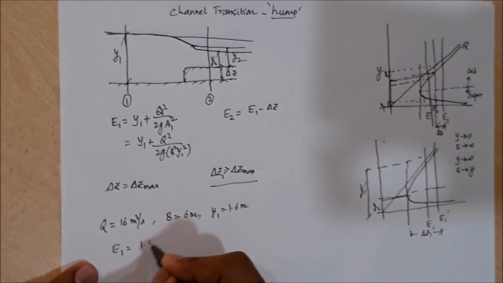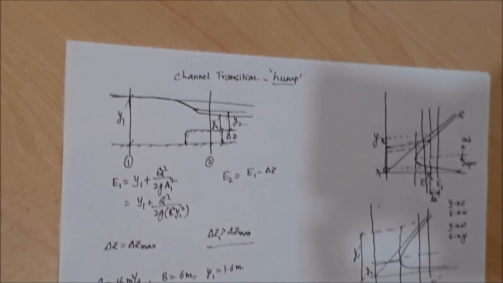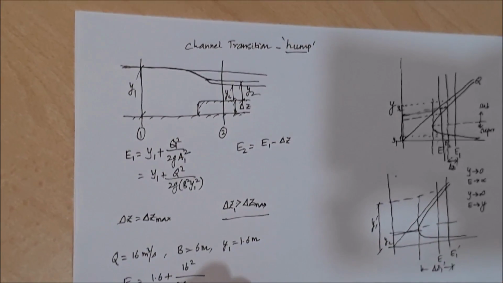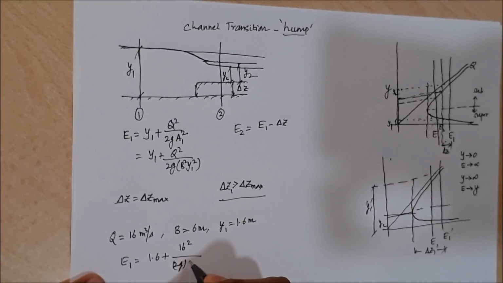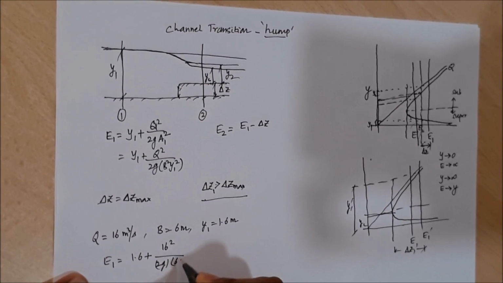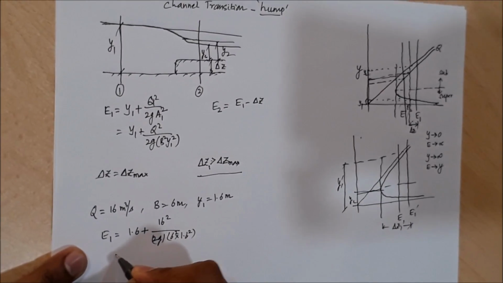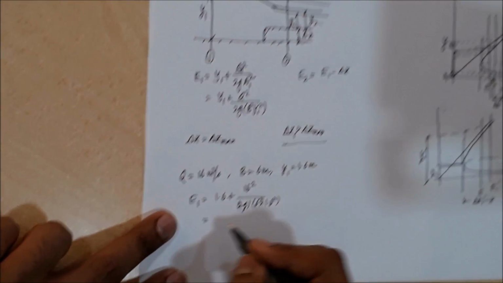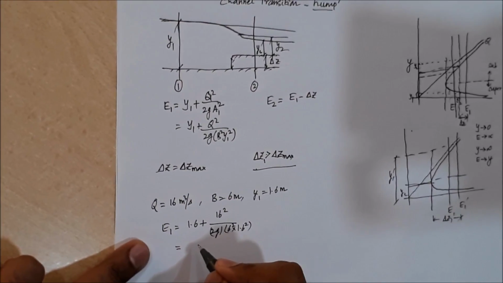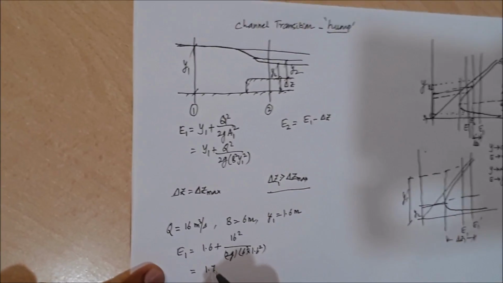This will be 1.6 plus 16 square by 2g, and B is 6 square into y1, 1.6 square. So this value, I think, comes out to be 1.74 meter.